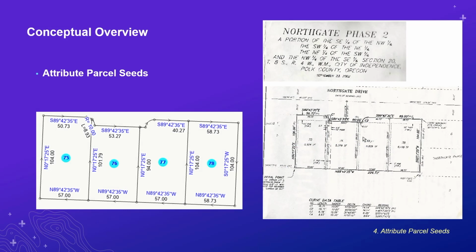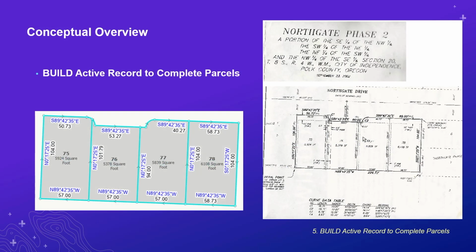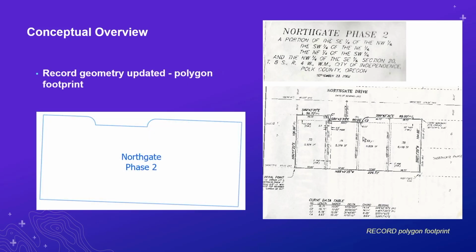And then you do that for all of the seeds, and then you build the active record to complete the parcels so that each seed features geometry becomes the final parcel geometry. And also, all of the information that you see created was created within this Northgate Phase 2 parcel record. Under the hood, the geometry of the parcel record is stored and kept as a feature in the records feature class.